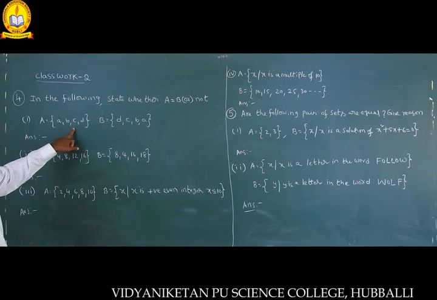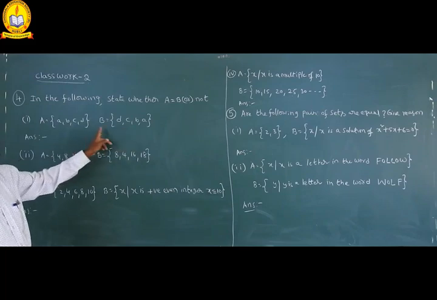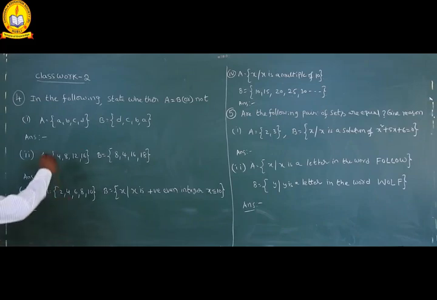Here A, B, C, D are there, and here also A, B, C, D are there. There is no importance of order; we can write in any order. That's why these two sets are equal sets. So A is equal to B. Answer: A is equal to B.